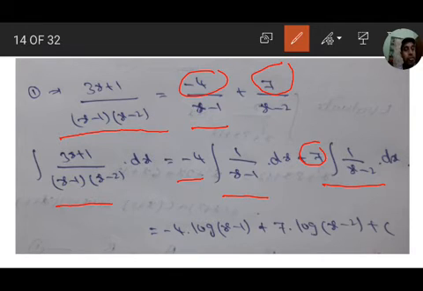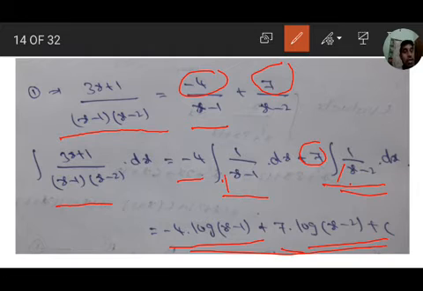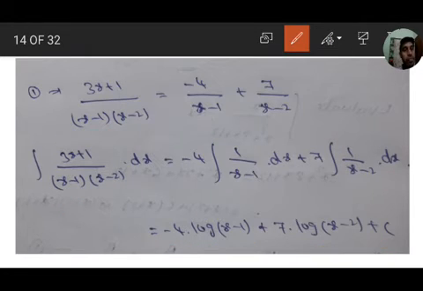So it is of the form integration 1 by ax plus b dx, which equals 1 by a into log of ax plus b plus c. In both the cases, a value is 1, ax plus b. So minus 4 into log of x minus 1 plus 7 into log of x minus 2 plus c. It is the final answer. So minus 4 into log of x minus 1 plus 7 into log of x minus 2 plus c is the answer.